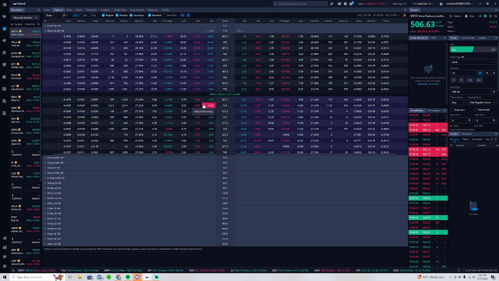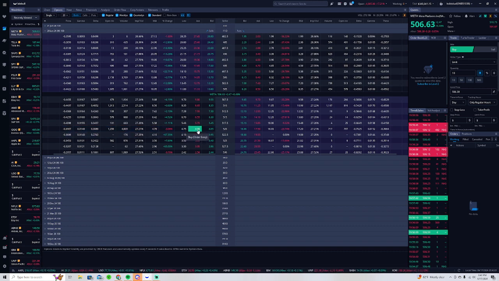Super high OI on most of these. The best ones look to be the 510s and the 520s, which have the best OI for this expiration. So probably 510 is what I'd look to take. It might be a little bit expensive, so let's say we'll go for the 520s because it's a bit cheaper.